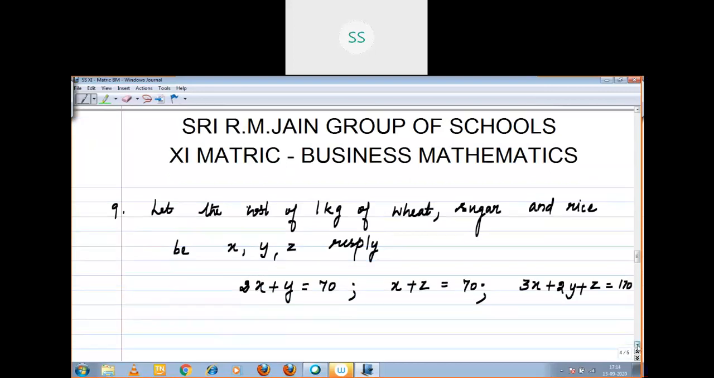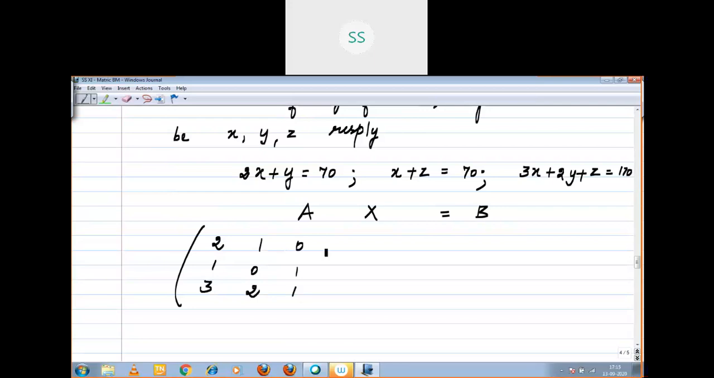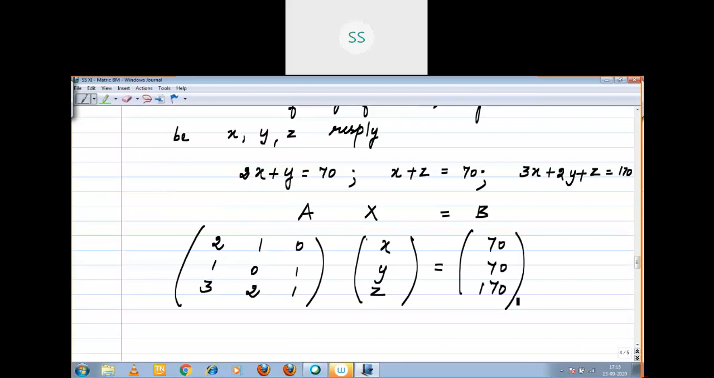Now the system of equations you are going to convert into the matrix form AX = B. 2, 1, 3 is the coefficient of x. The coefficient of y is 1, 0, 2. The coefficient of z is 0, 1, 1. Then x, y, z. Next, 70, 70, 170. Got it, children?